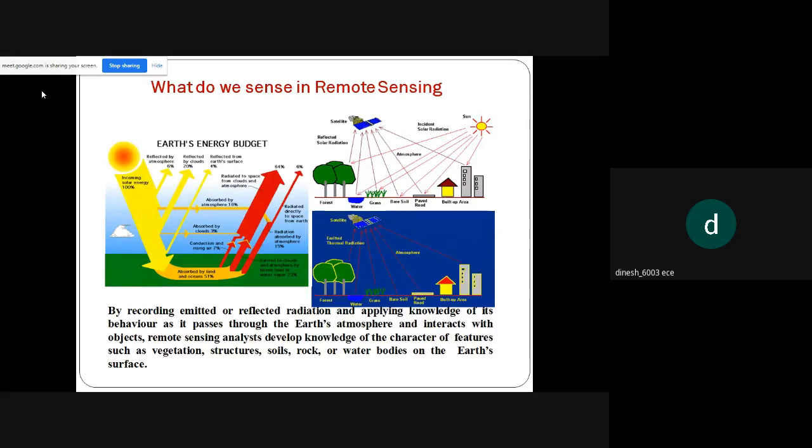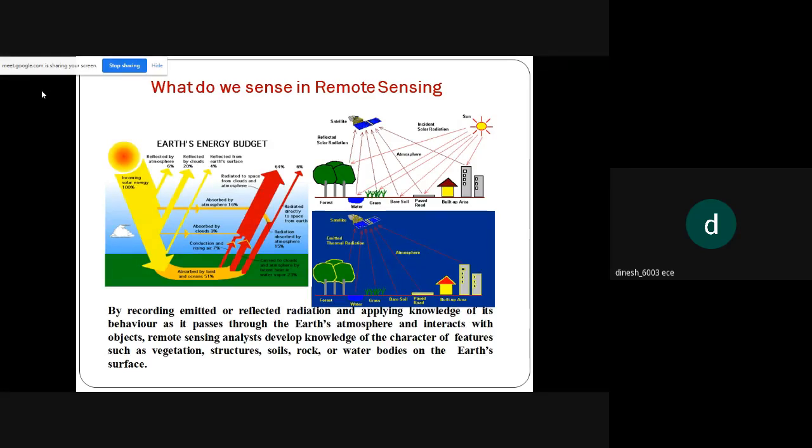6% is reflected back by the atmosphere, 20% by clouds, 4% by Earth's surface, 64% by clouds and atmosphere. Then another 6% is radiated directly to space from Earth. Out of that, radiation absorbed by the atmosphere is 15% and carried out to clouds and atmosphere by latent heat as water vapor by 23%. And 51% is absorbed by the land and oceans.